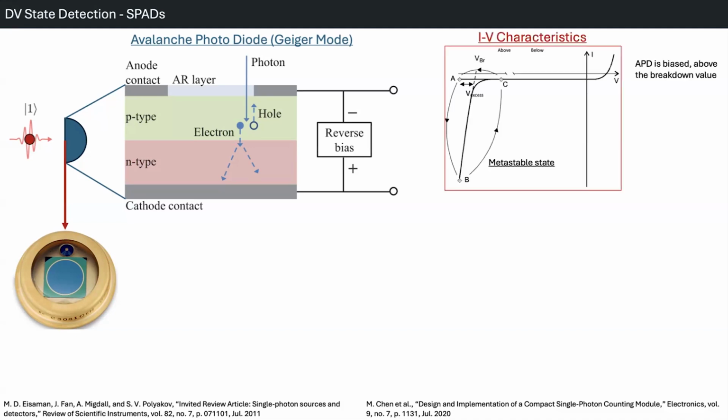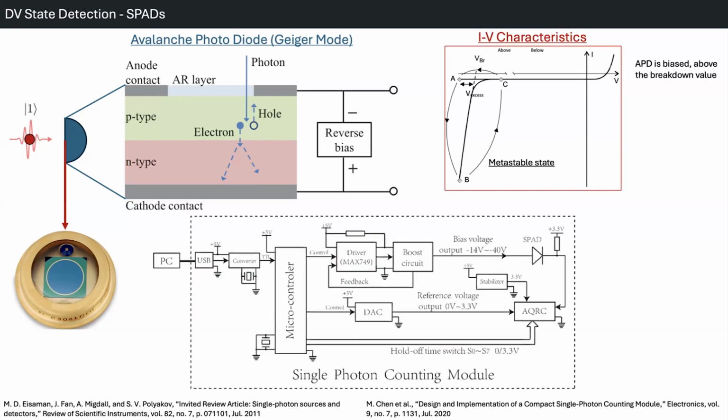So what do you do? You use an engineering trick. You bias your diode in the metastable regime, I mean just a little bit above the breakdown voltage. So it becomes so sensitive that even if a single photon is absorbed, an electron will create an avalanche in your diode. And using some electronics behind the detector, you can detect it now, which is called single photon avalanche photodiode technology, SPAD.